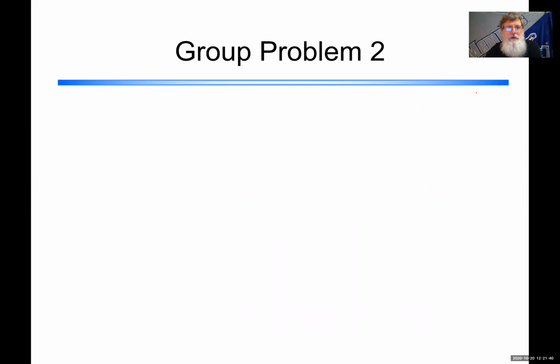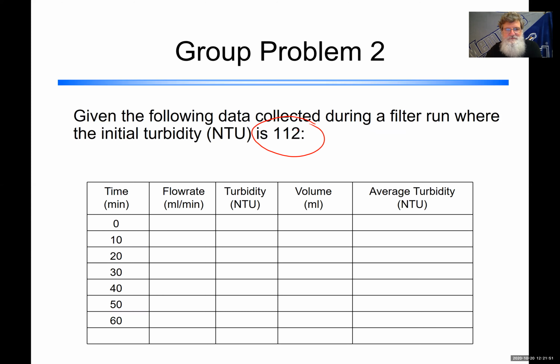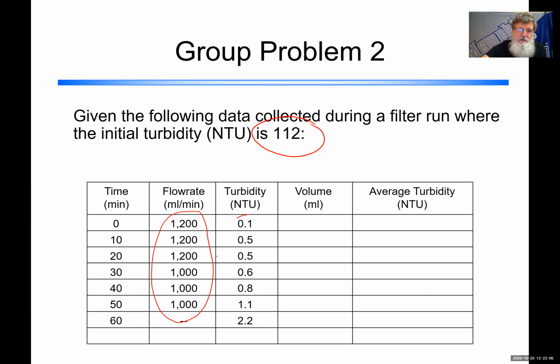So let's see what problem 2 has. A little higher initial NTU. This had an NTU of 112. And then here's some data. Now this data is really more typical of what we'd have seen in lab when you offered a really good filter solution. In that case, you'll notice right away that the flow rates are a little higher and the turbidities are a little bit lower. So that's a good solution for this particular problem.